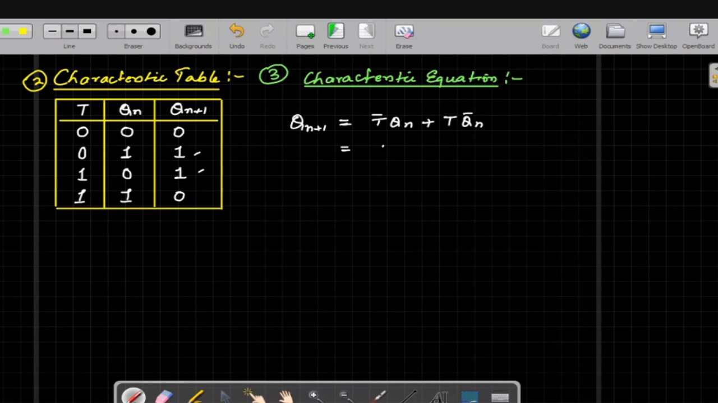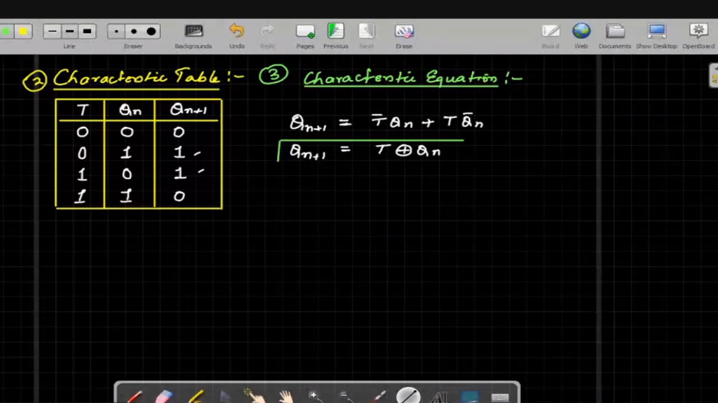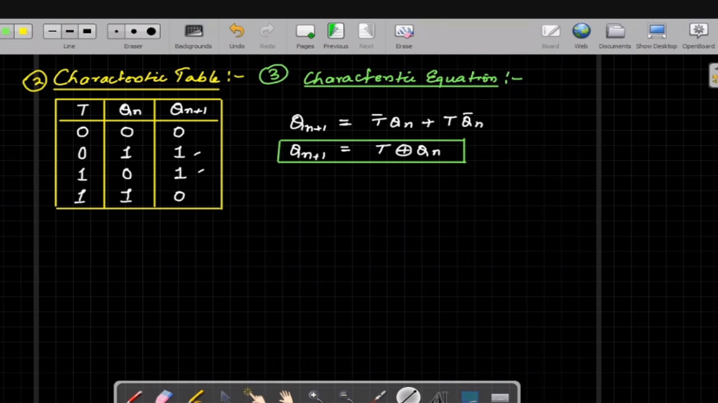Yes, XOR. So this becomes T XOR Qn. The present state output is nothing but T XOR with Qn. T XOR with Qn. Is this clear to all of you? Yes, sir.